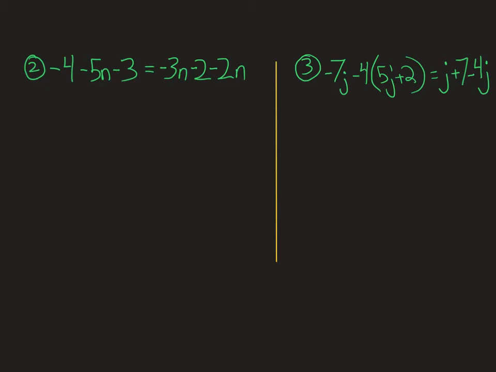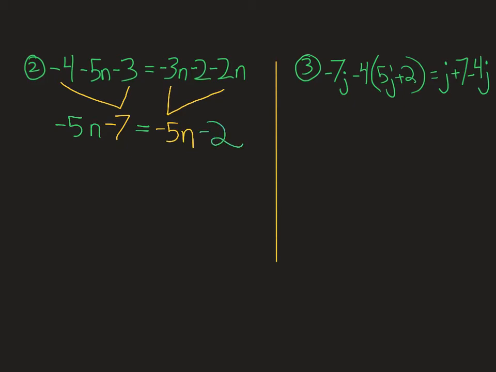All right, let's see how you did on number 2. I'm going to start by just combining any like terms I see. Here I've got some constants, a -4 and a -3. I'm going to put those guys together, and then I'm just going to bring down that -5n. Go to the other side. Here I've got some n's to put together. A -3 and a -2 is a -5n. And I'll bring down the -2.